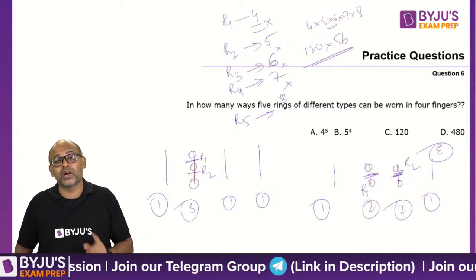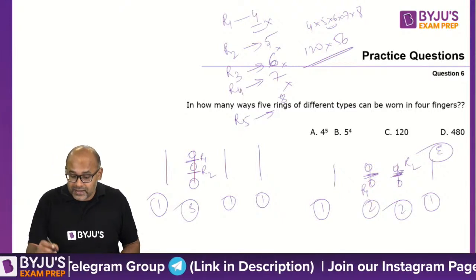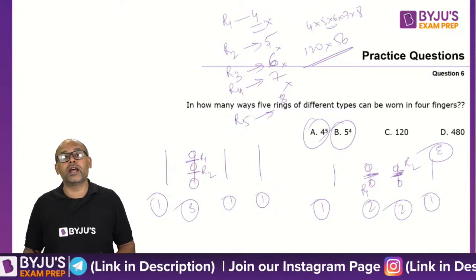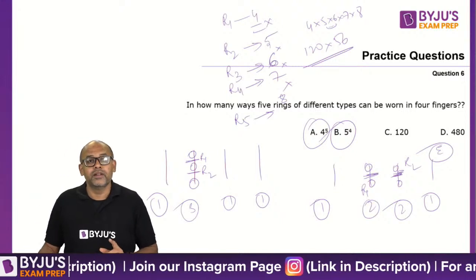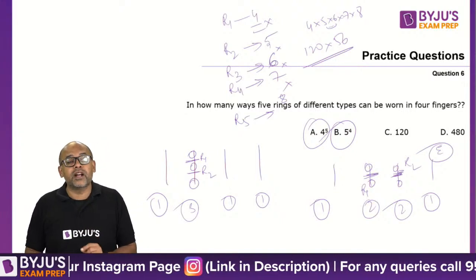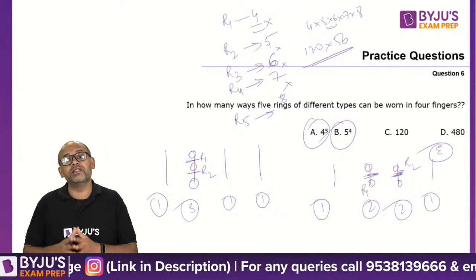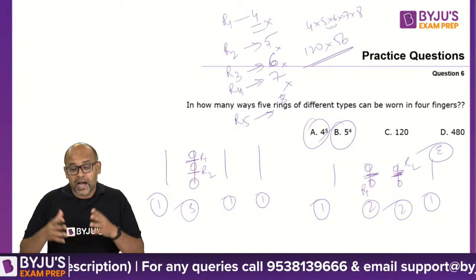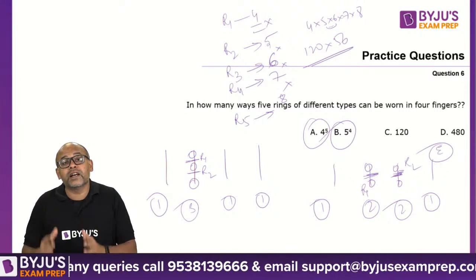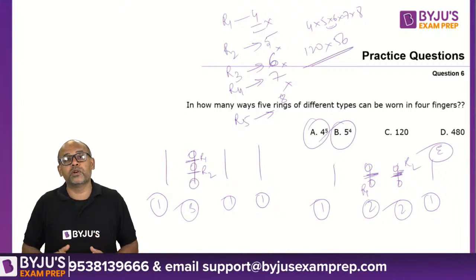And it was not to confuse you. That is the correct answer. These are all traps. Clear? So this is actually a very standard problem of 5 different rings into different fingers, and the way we solved it is the fastest and the smartest way to solve.